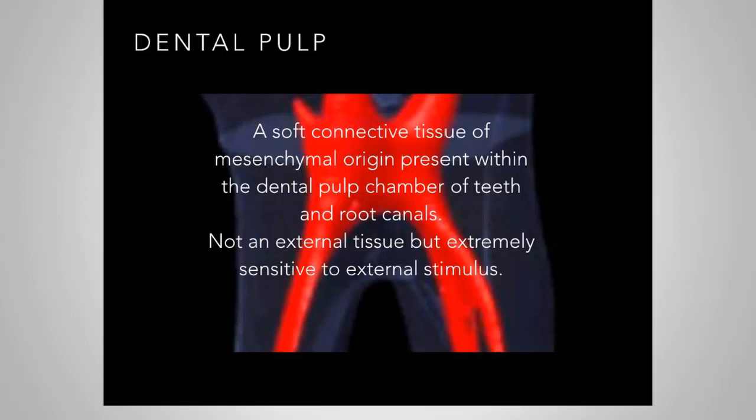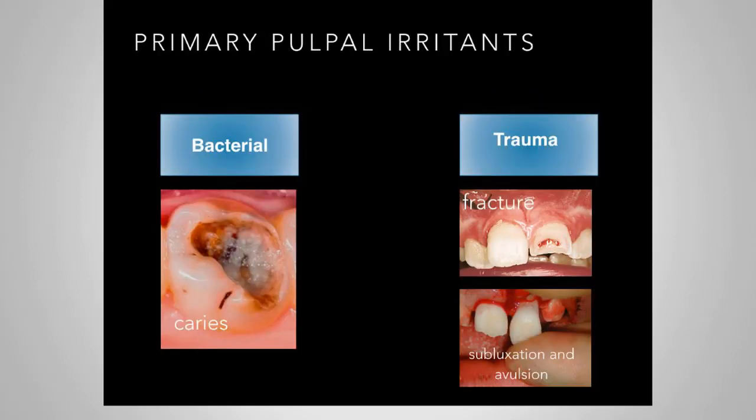So let's talk about it. What are we trying to do? What is the dental pulp? It's a soft connective tissue. It's mesenchymal in origin, and it's in the pulp chamber of the teeth and the root canals. It's an internal tissue, and it's extremely sensitive. That's what it is. And there are many different irritants to the pulp.